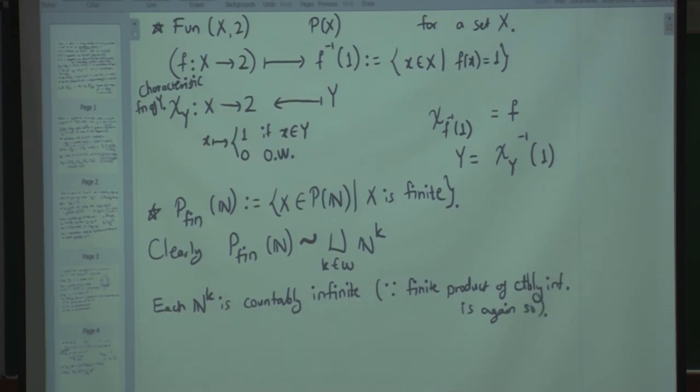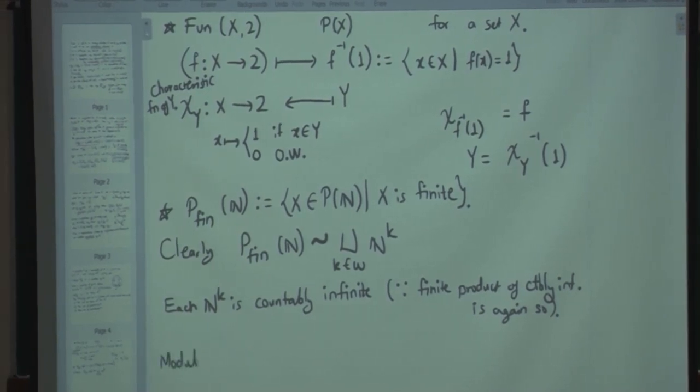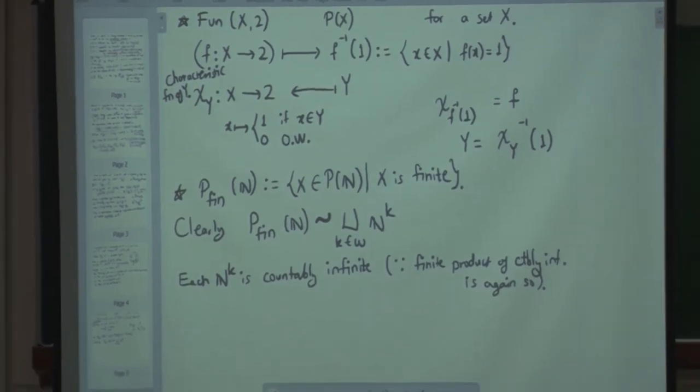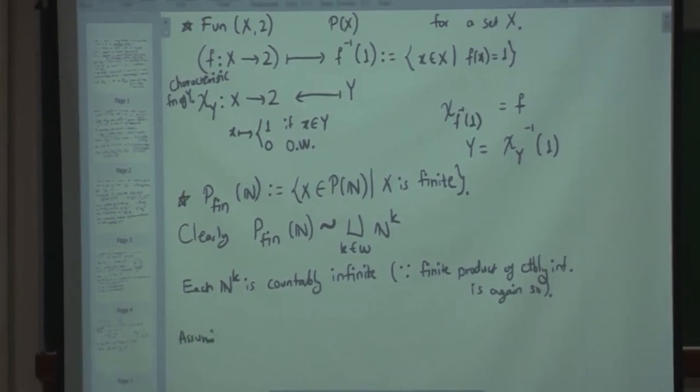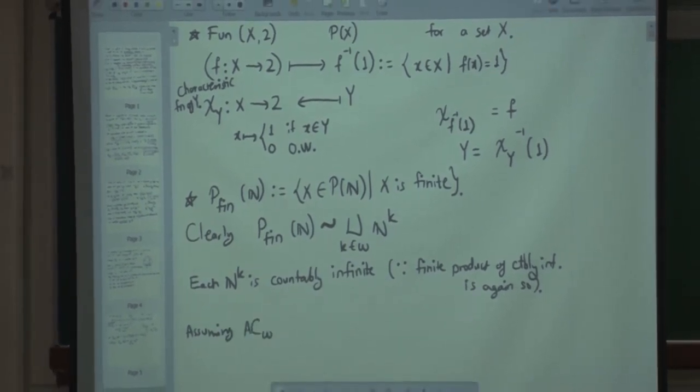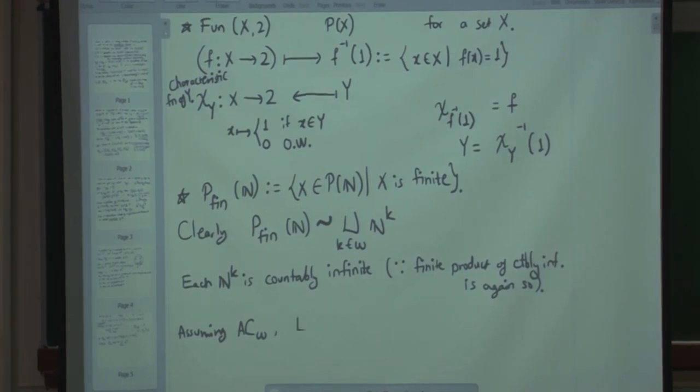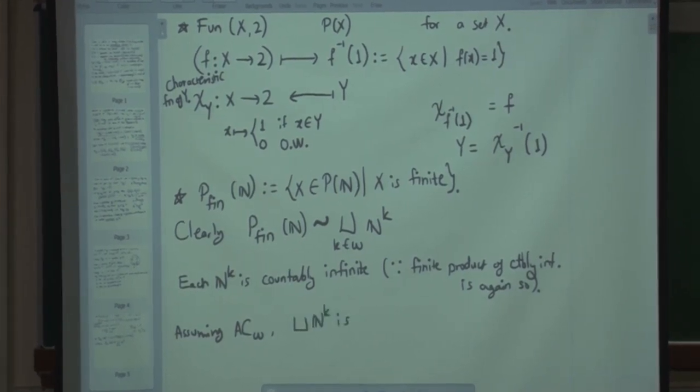Now, finally, an arbitrary union, like a countable union of countably infinite sets. Is that countably infinite? Modulo, yes. So, modulo, or assuming, maybe that is a better word. So, assuming AC omega, the countable axiom of choice, the disjoint union of N to the k is also countably infinite, and hence so is P fin of N.